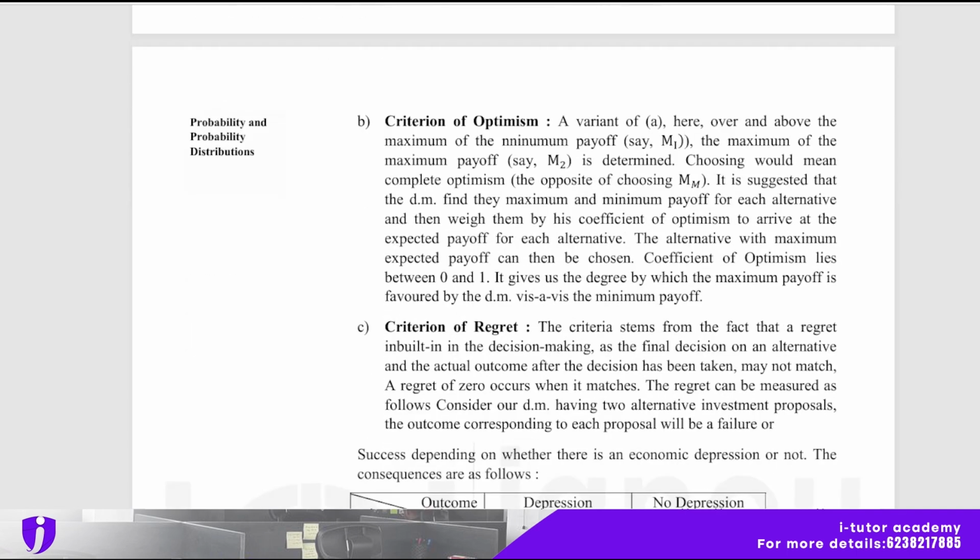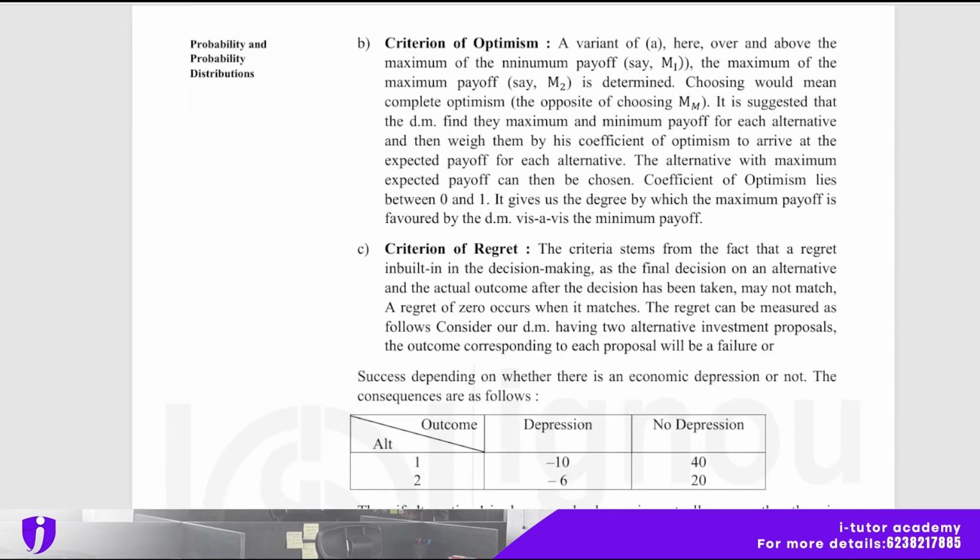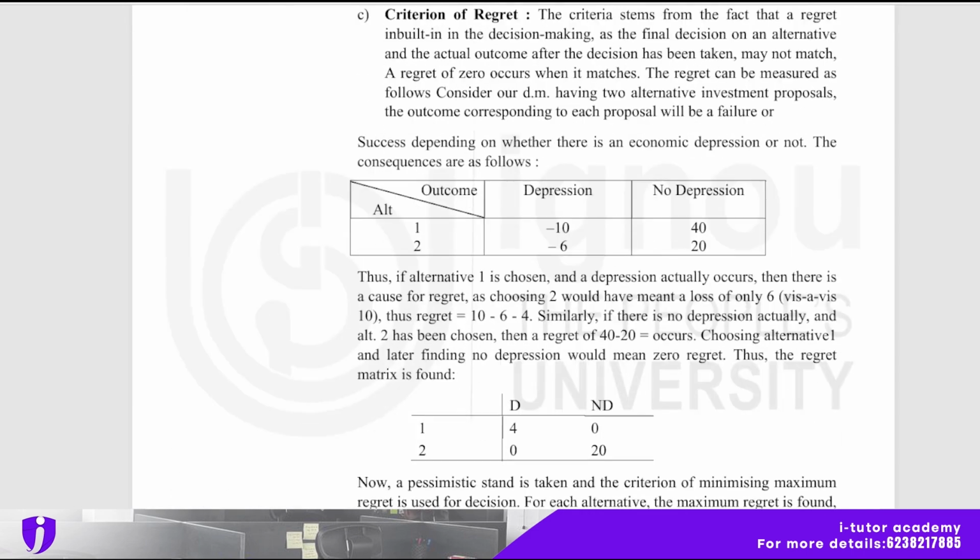And criterion of regret. The criterion stems from the fact that there is regret inbuilt in decision making, as the final decision on an alternative and the actual outcome after the decision has been taken may not match. A regret of 0 occurs when it matches. The regret can be measured as follows. Consider our DM has 2 alternative investment proposals. The outcome corresponding to each proposal will be a failure or success depending on whether there is an economic depression or not. Okay, so this is the criterion of regret.